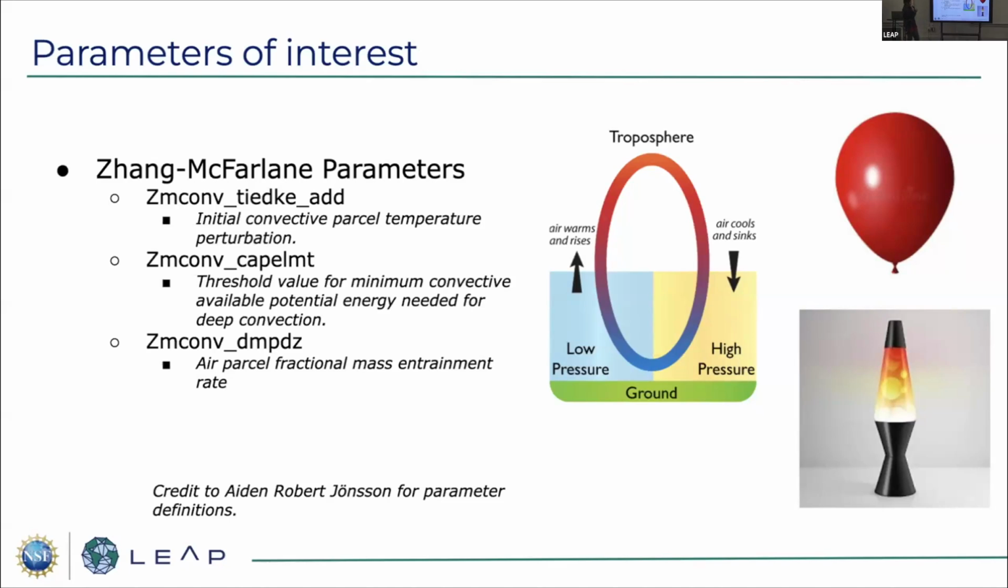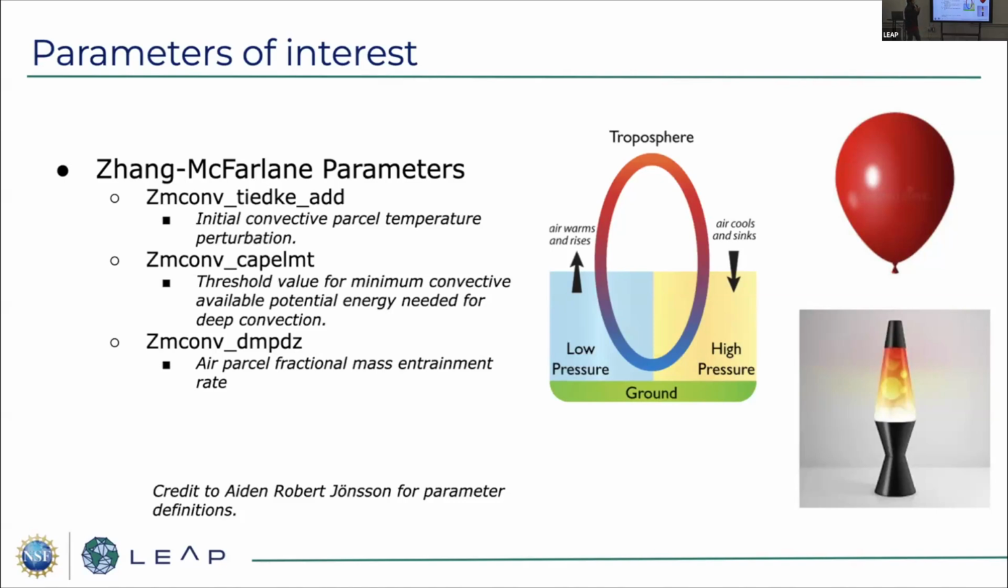And our last one, DMPDZ, you're gonna love this one. Air parcel fractional mass entrainment rate. Oh my God. So you just have to imagine a balloon, and this balloon has holes on the surface so that the inside air can actually mix with the outside air. That's what's going on with our air parcels in our simulation. They're not isolated from the outside environment. They're actually mixing with the environment, and that affects the temperature, the humidity, the buoyancy, which is what's really important within this.